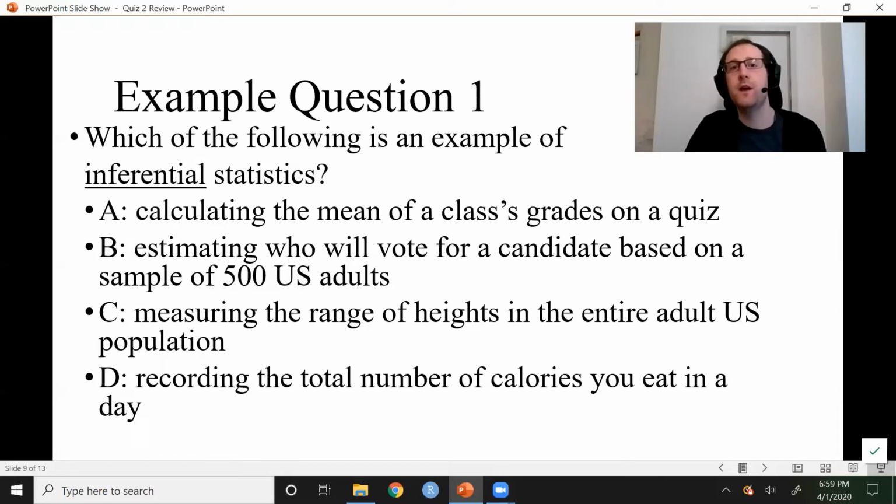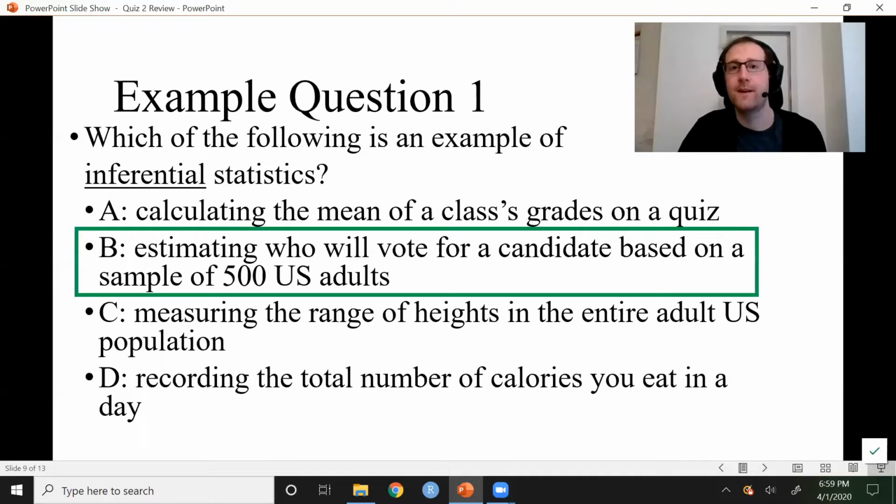So for the first question, which of the following is an example of inferential statistics? I'll give you a few seconds to do that and wait for that to pop up. All right, so the answer here is B. Estimating who will vote for a candidate based on a sample of 500 US adults is inferential statistics, because inferential statistics means that you're trying to understand something about a population based on a sample. So here we have a population who will vote for a candidate in general, and we're basing that on something that we're looking at in a sample, which is 500 US adults. So it's not all US adults, it's just part of the population.